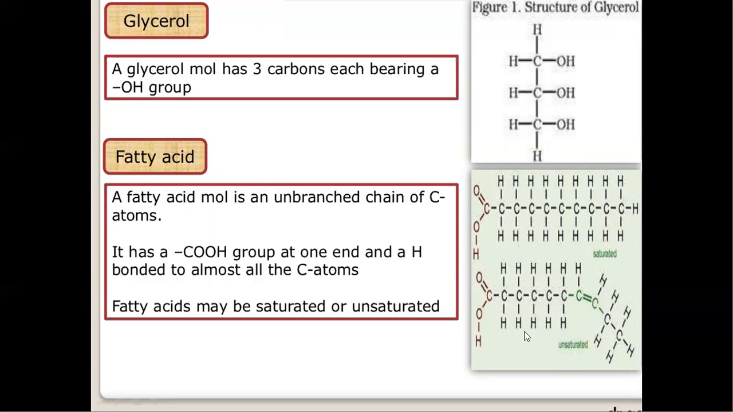The trans form unsaturated fatty acid is solid in nature, and this is not a good fat. But the cis form is liquid in nature. Why? Because here the arrangement is not linear. So that's why it is available in the liquid state.